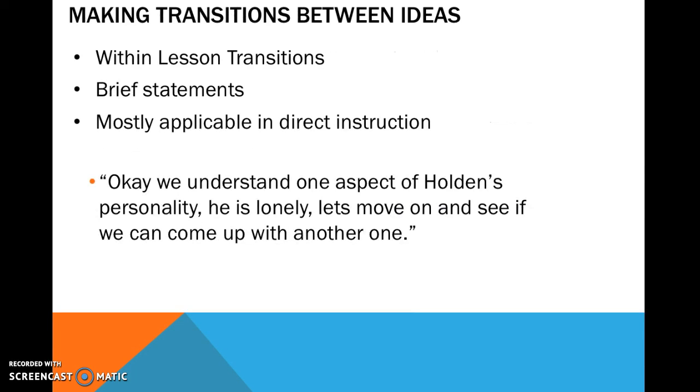Making transition between ideas usually is applicable in direct instruction and is a brief statement within a transition. So you can say, okay, we understand one aspect of Holden's personality. He is lonely. Let's move on and see if we can come up with another personality trait. And that way they're making their own transition.